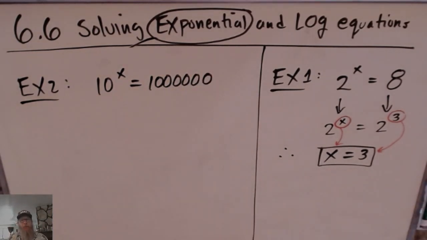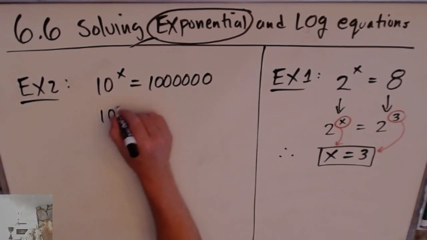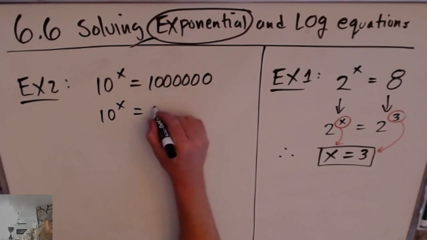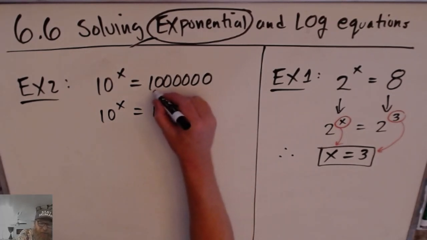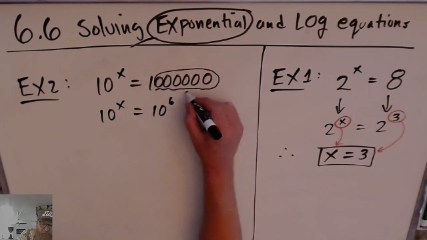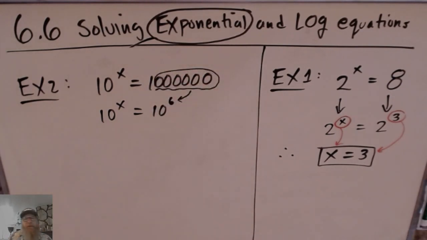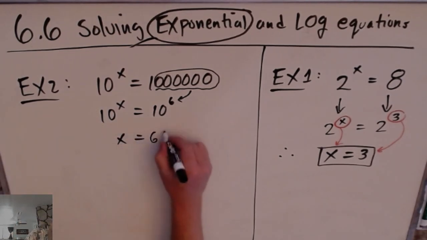10 to the x is equal to 1,000,000. Well, 1,000,000 is 10 times 10 times 10 times 10 times 10 times 10. There are 6 zeros. So that is 10 to the 6th power. And so x is equal to 6.